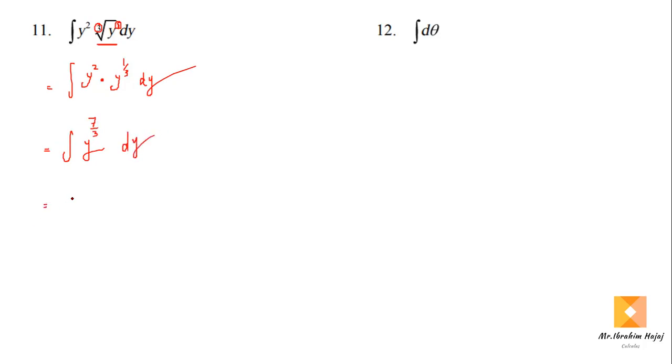Now add 1 to it. 7 over 3 plus 1, which is 10 over 3. Y to the power 10 over 3, over 10 over 3, plus C. طيب, 10 over 3, flip it and write it next to the y. 3y over 10, yes, to the power 10 over 3, over 10. Right? Plus C. Yes. Yeah, thank you.